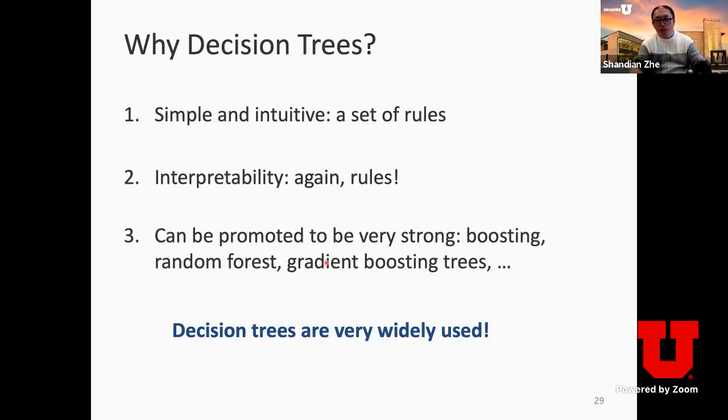Okay, so before we talk about decision trees, we need to know why decision trees. Why should we talk about decision trees? What's the motivation? First and foremost, it's very simple and intuitive.